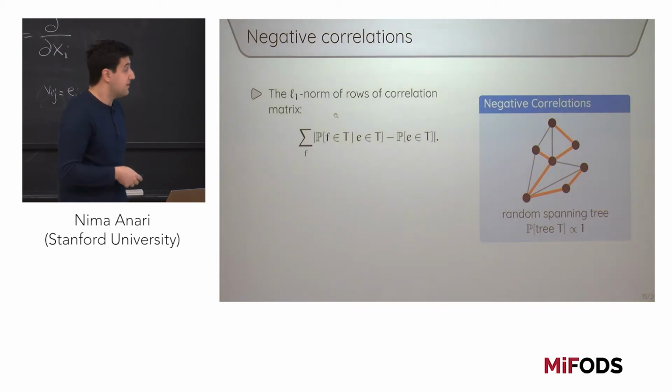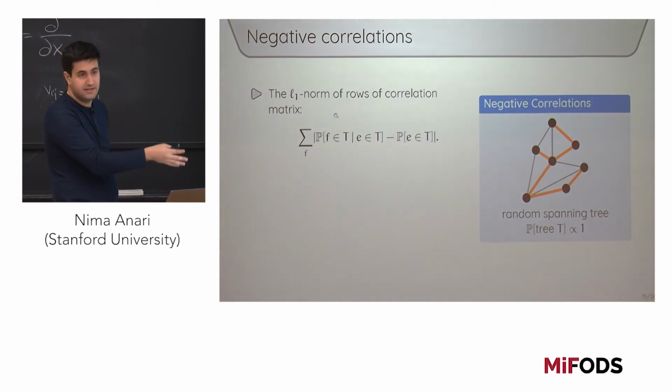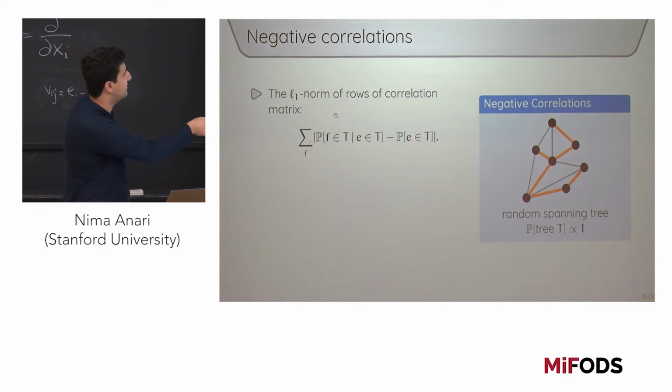Here you can bound the L1 norm of each row of the correlation matrix. If you look at a particular row corresponding to the edge E, you're just summing over all edges f the absolute value of the conditional probability of f given E, minus the probability of f. Sorry, that should have been an f. That was a mistake. Now, when you have negative correlation, all of the terms in this absolute value have the same sign except for one of them. When E is equal to f, this is 1 minus the probability of E. But for the rest, this is going to be a negative number.